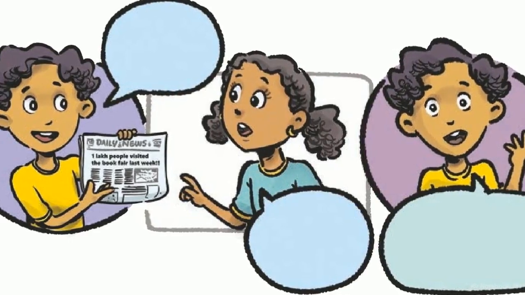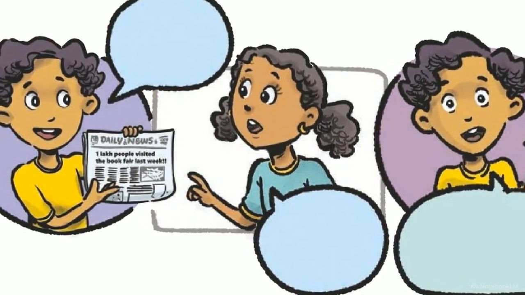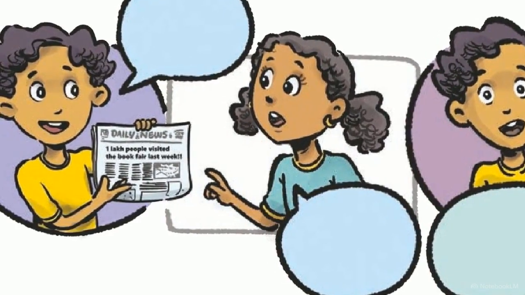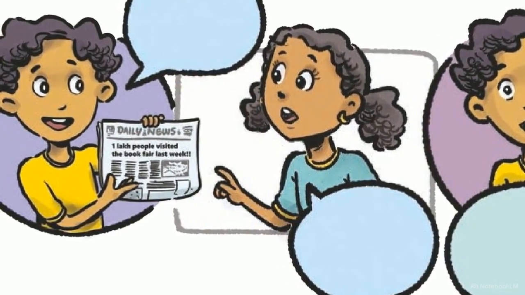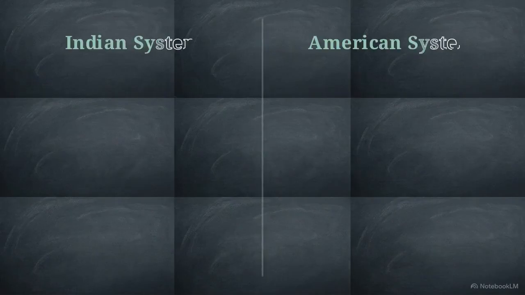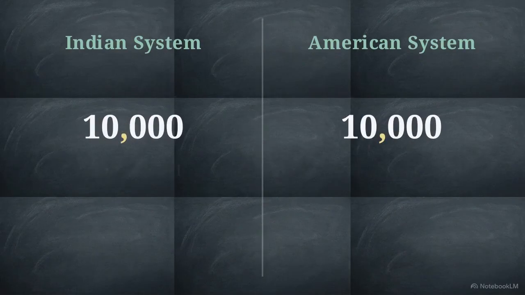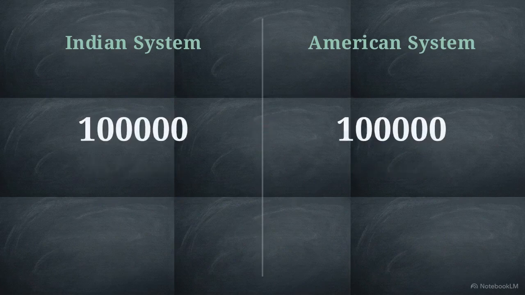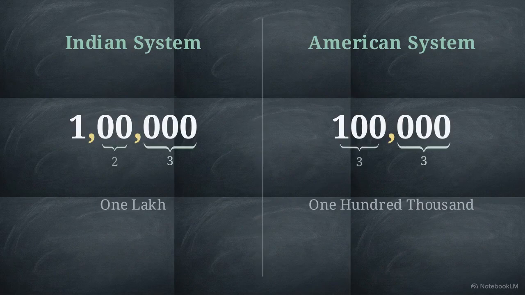You're holding a local newspaper that says 1 lakh people attended an event, but when you check a video about that same event online, the view count says 1 million. These two figures represent the same quantity, grouped under two different naming conventions, the Indian system and the American, or international system. For numbers up to 5 digits, like 10,000, both systems are identical. They use the same comma placement and the same names. The grouping logic only diverges when a number reaches 6 digits.